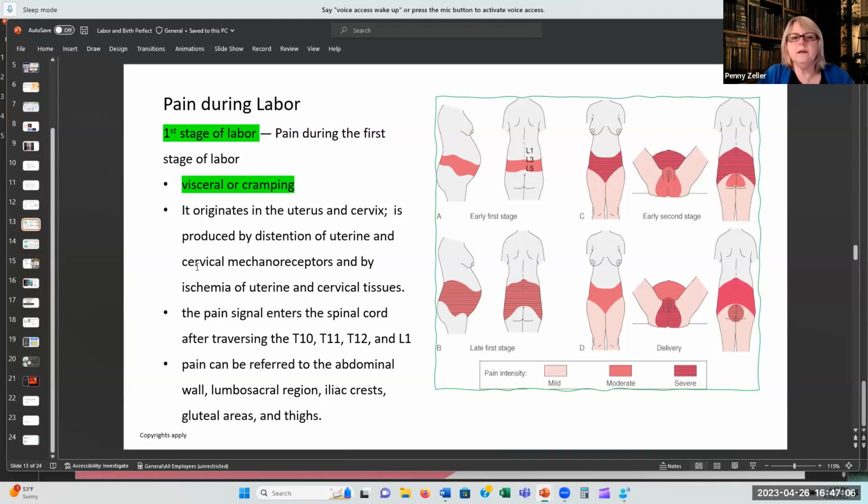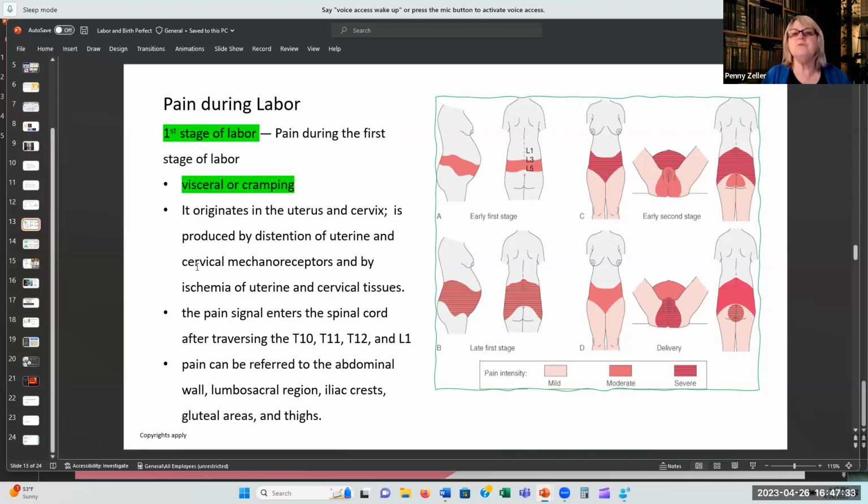This is visceral pain. Your viscera are the organs inside your body. The liver is a visceral organ. The colon is a visceral organ. The kidneys, the stomach, they're all visceral organs. So it's visceral pain during stage 1. And knowing that, certain medications do better with visceral pain.